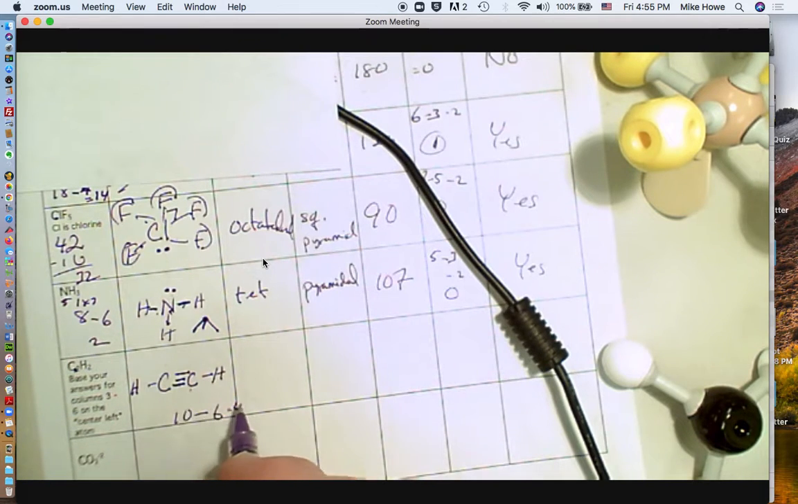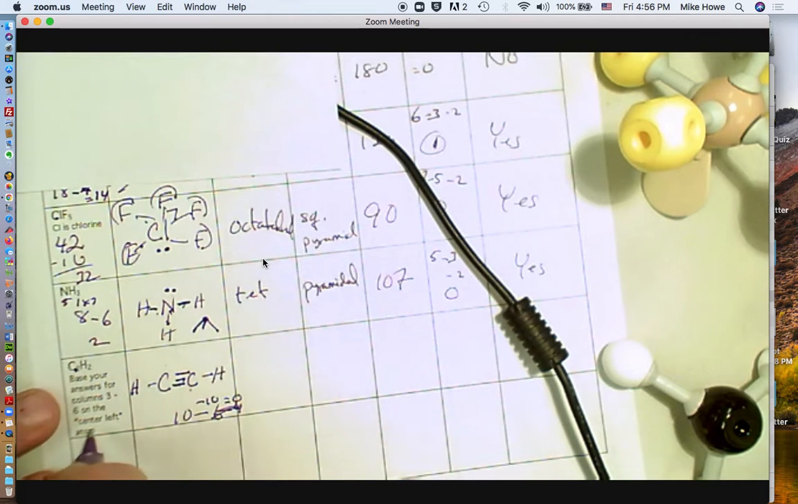So now I have 2, 4, 6, 8, 10 in my picture. So I don't have any to distribute, which is okay because I don't need any. Hydrogen's happy. Carbon's got 2, 4, 6, 8 around it, and 2 around the hydrogen, so everybody's good.